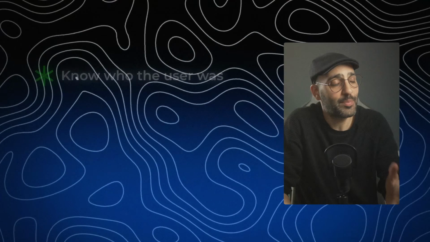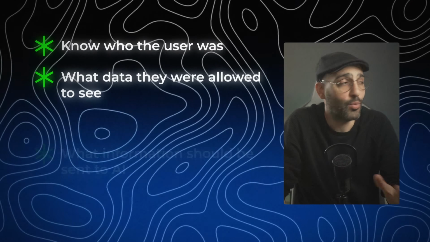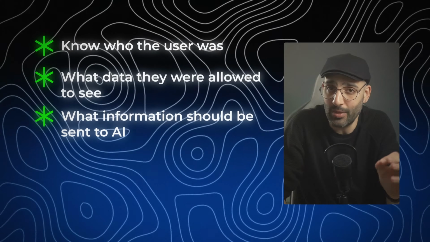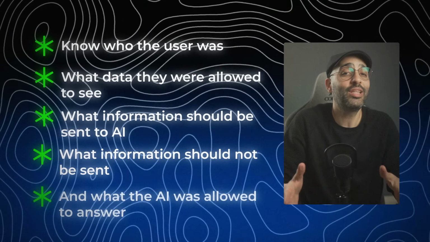That was the real lesson for me. The AI part was powerful, but the system around the AI was the actual product. The app still had to know who the user was, what data they were allowed to see, what information should be sent to AI, what information should not be sent to AI, and what the AI was allowed to answer. That's when it really clicked.